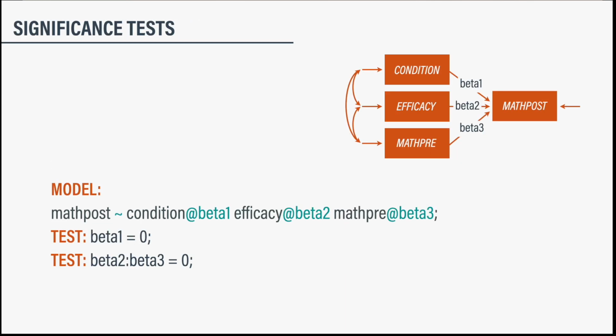Another way you can use labels is to construct custom significance tests. In this example, I label the three slopes in a multiple regression model and use the test command to invoke a Wald chi-square test. The first test command evaluates whether a single slope equals 0, and the second test command evaluates a pair of slopes at the null value.